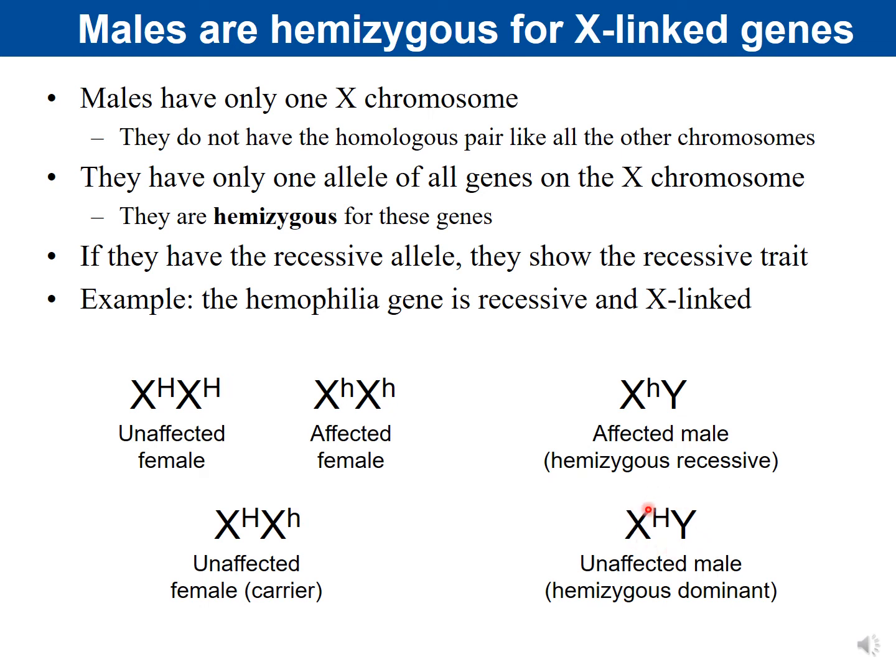Unaffected males, so males that don't have the disease, would be X big H and Y, right? We don't write a letter on the Y because the Y doesn't contain that gene. Remember that those chromosomes are not homologous. They don't have the same types of genes. So that gene that's on the X is not present on the Y. So we don't put a letter next to the Y. We only put a letter next to the X.